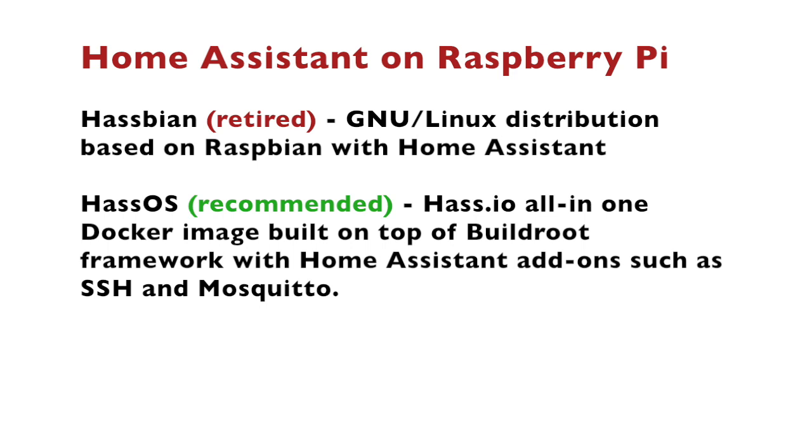It's the perfect hardware for running Home Assistant. There are different ways how to install Home Assistant on a Raspberry Pi. The recommended way nowadays is to use HasOS. This is an all-in-one Docker image built on top of the Buildroot framework with Home Assistant add-ons such as SSH and Mosquitto.